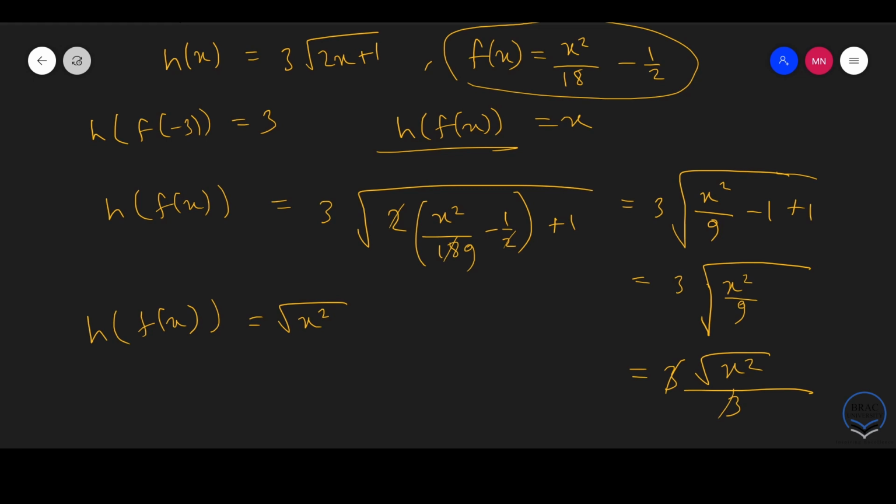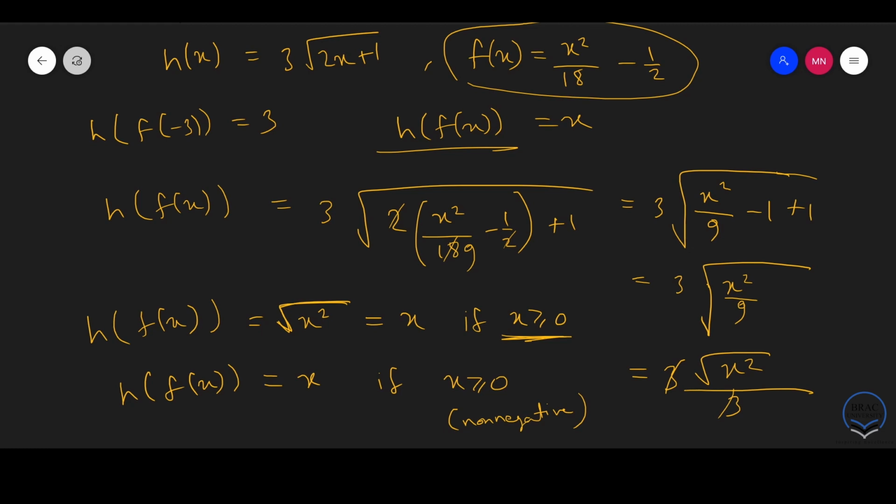Now we know that the square root of x squared must be equal to x if x is non-negative, right? This is the positive square root, so x has to be non-negative. x has to be greater than or equal to 0, right? So h of f of x can only be equal to x if x is non-negative, if x is greater than or equal to 0. So we need to apply this restriction to our domain of f of x.